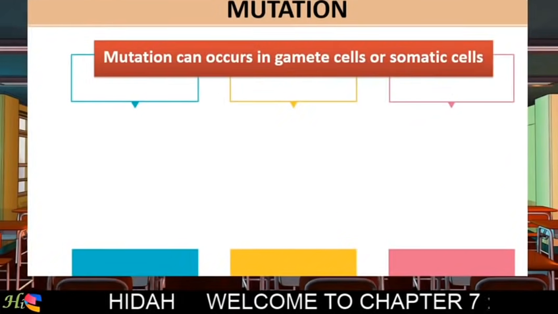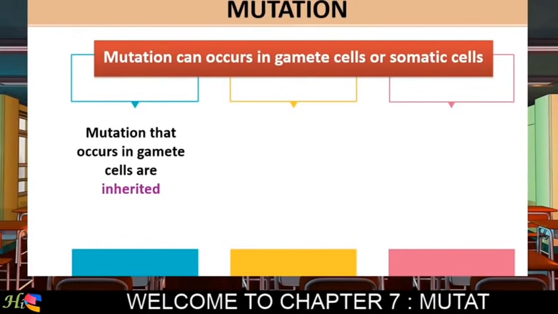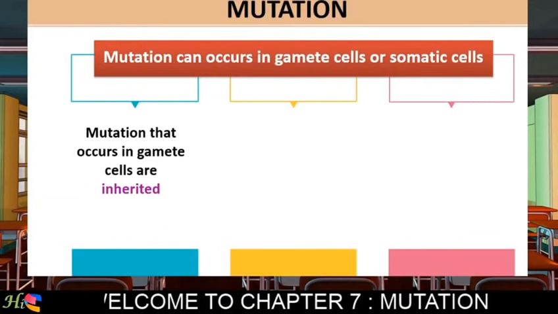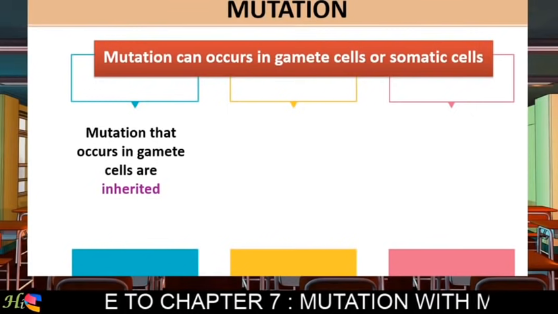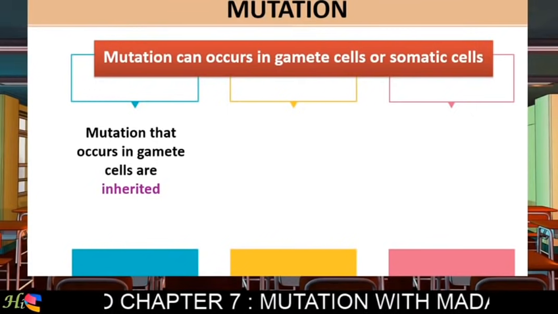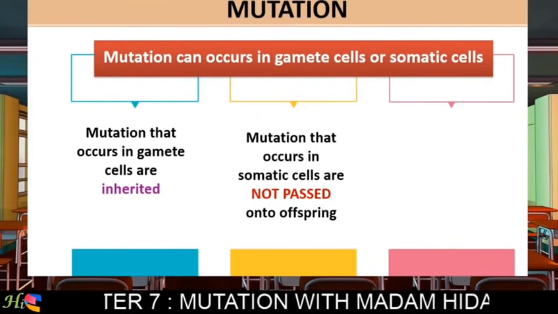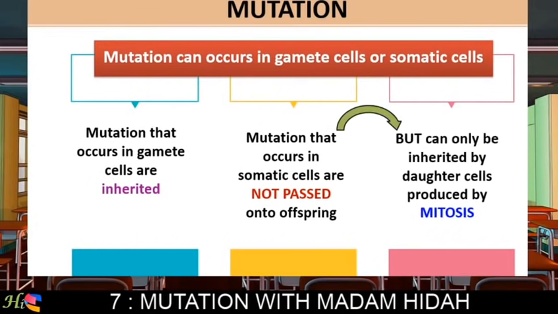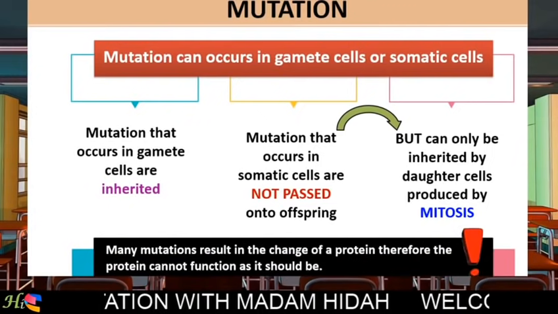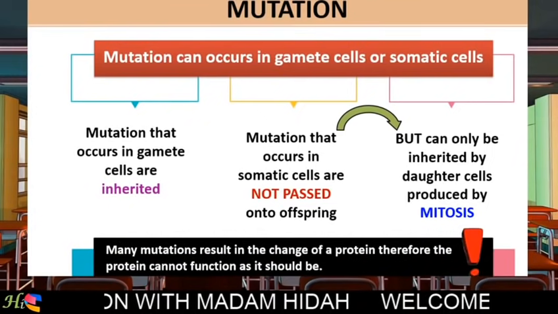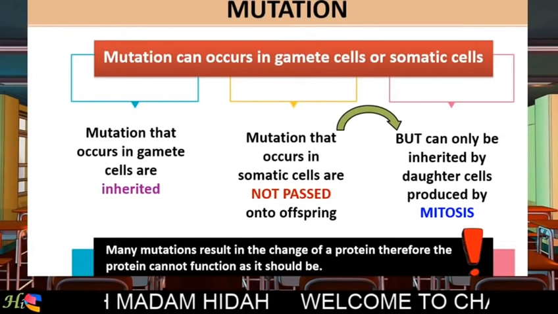Mutation can occur in both gamete cells or somatic cells. If mutation occurs in a gamete or in a cell that gives rise to gametes, it may be transmitted to offspring and to future generations. Contrastly, when mutation occurs in somatic cells, it will not be passed on to offspring, but will only be inherited by daughter cells produced through mitosis. Many mutations result in the change of a protein, and therefore the protein cannot function as it should.